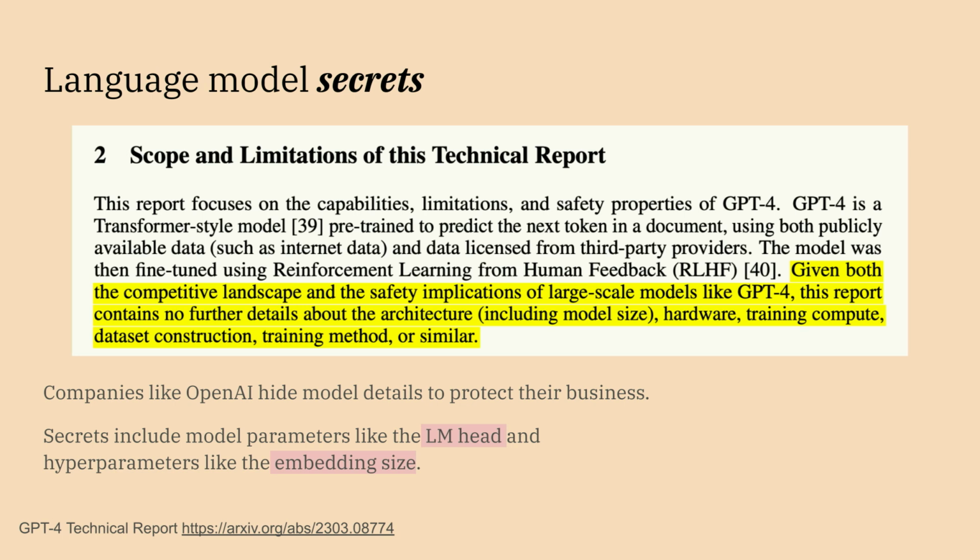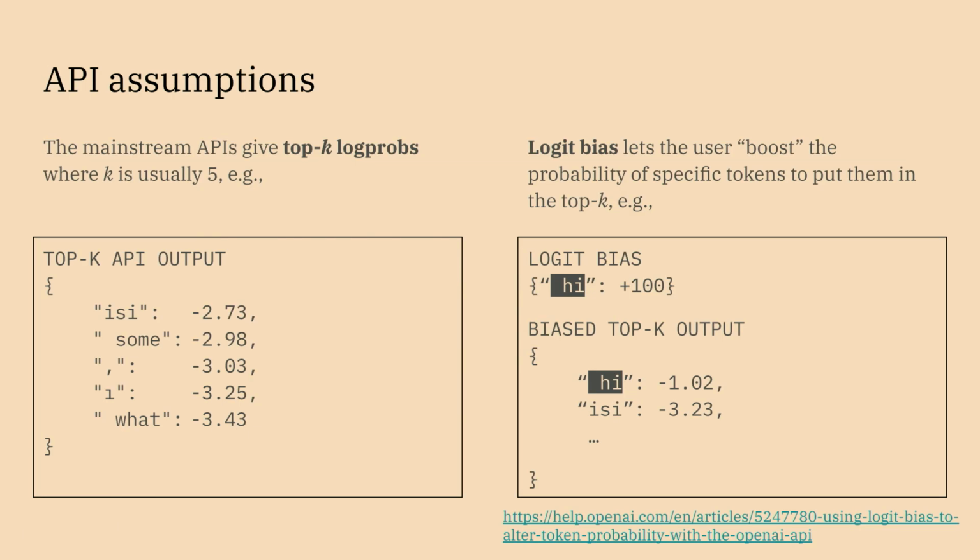Right. So basically, the secrets include model parameters, like the architecture of the language model and the hyperparameters, like embedding size, which are not known to people.